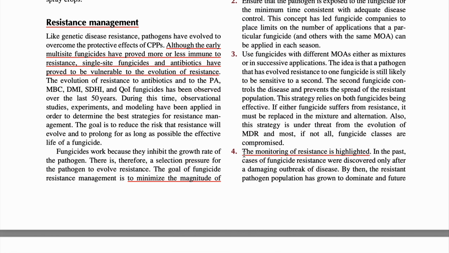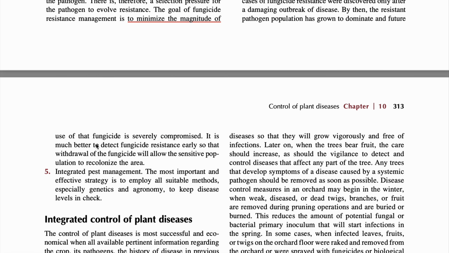In the past cases, fungicide resistance was discovered only after a damaging outbreak of disease. By then, the resistant pathogen population has grown to dominate, and future use of the fungicide is severely compromised. It is much better to detect fungicide resistance early. Temporary withdrawal of the fungicide will allow the sensitive population to recolonize the area.